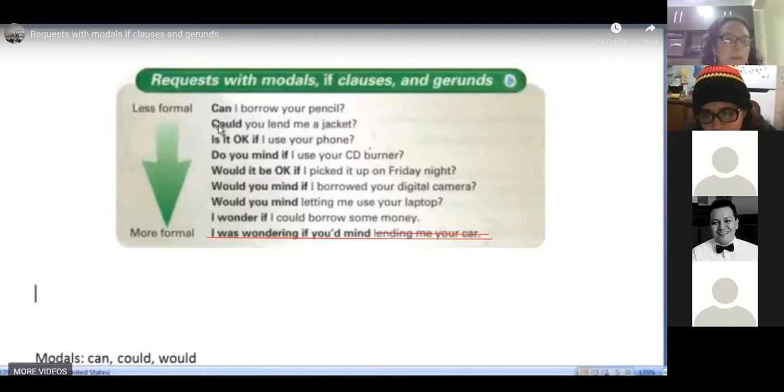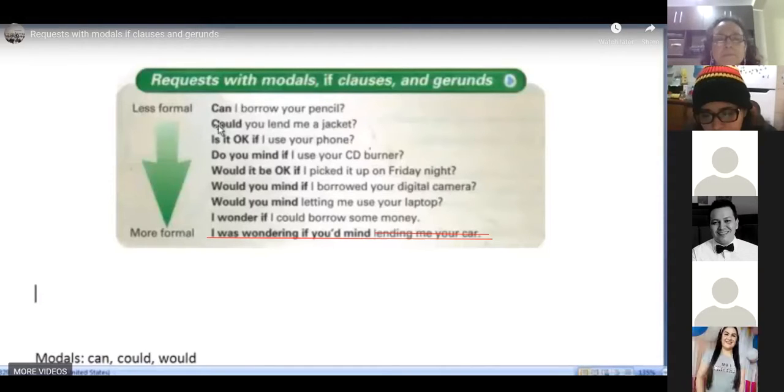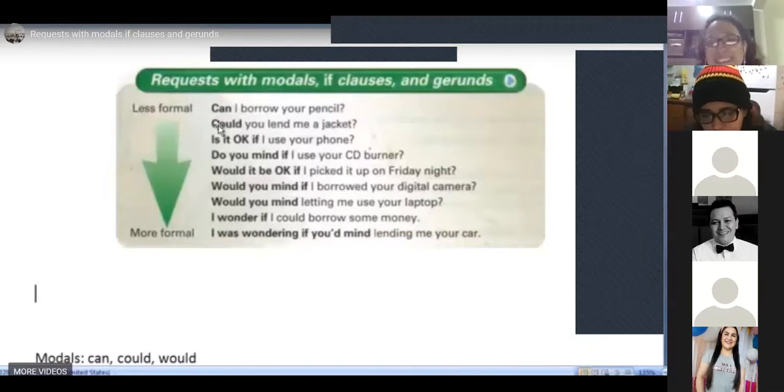Adriana, last example. Okay. I was wondering if you'd mind making me some pupusas. Perfect. Somebody's hungry. Okay. No, it's just an example. I'm hungry.